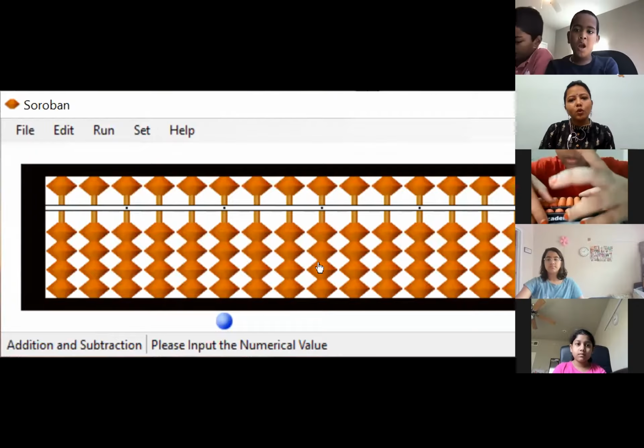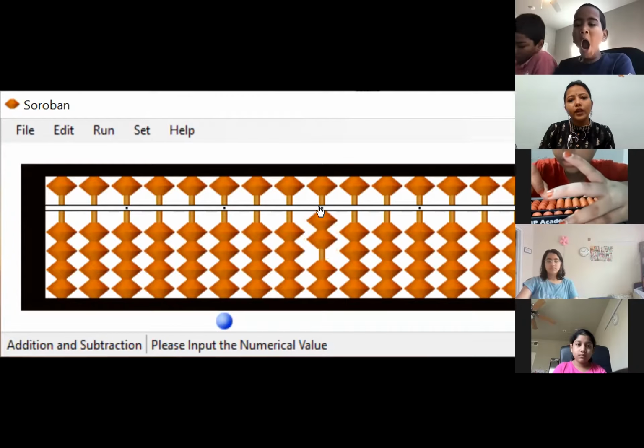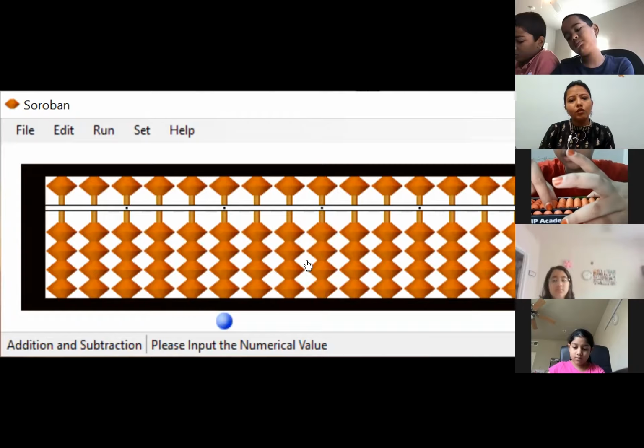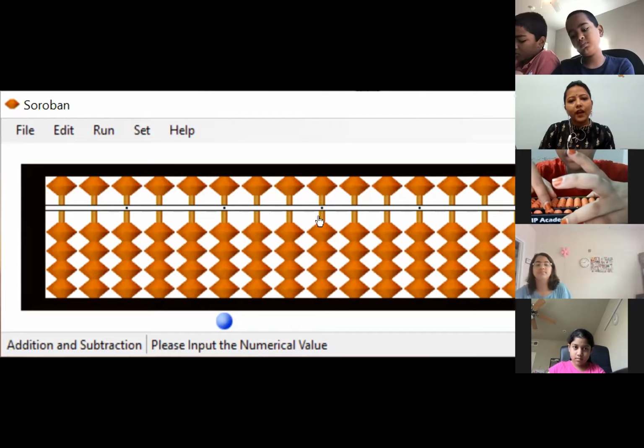1, remove 1. 2, remove 2. 3, remove 3. 4, remove 4. 5, remove 5. 6, remove 6. 7, remove 7. 8, remove 8. 9, remove 9. 10, remove 10. 11, remove 11. 12, remove 12. 13, remove 13. 14, remove 14. 15, remove 15. Try to move your finger on the tool.